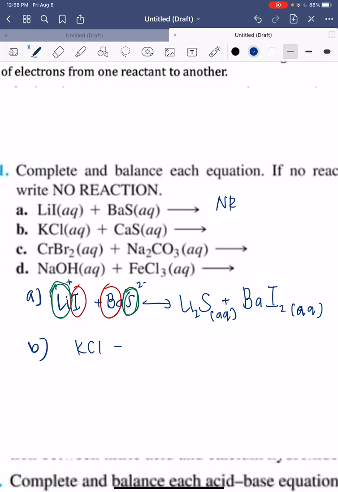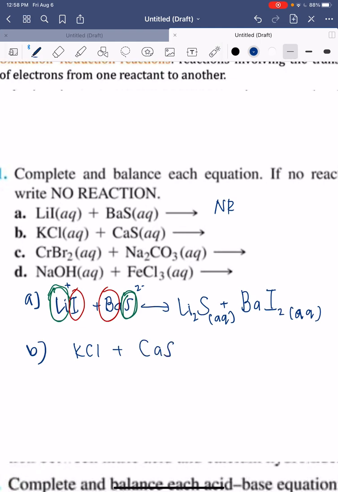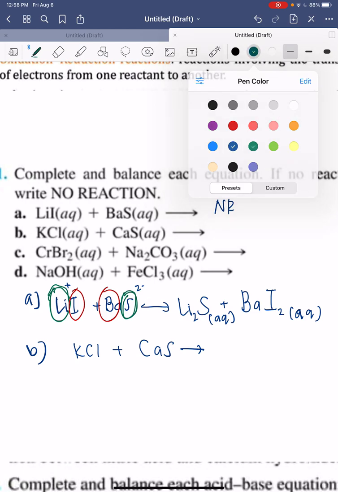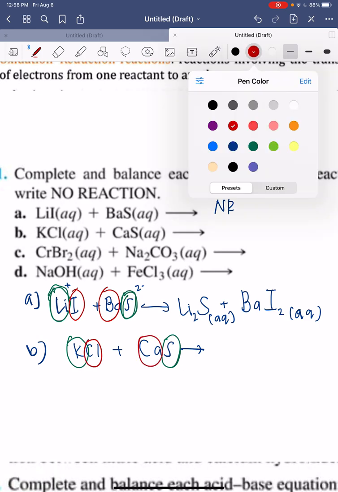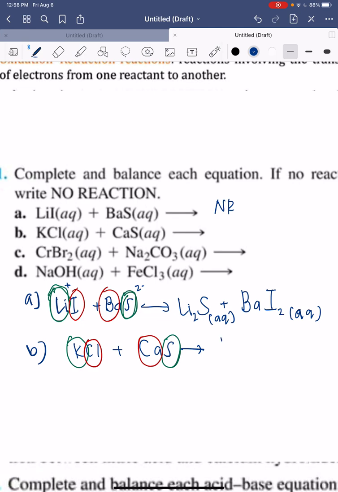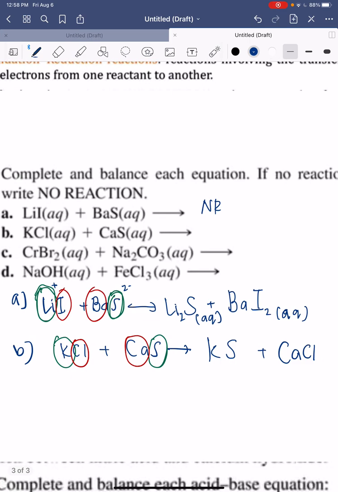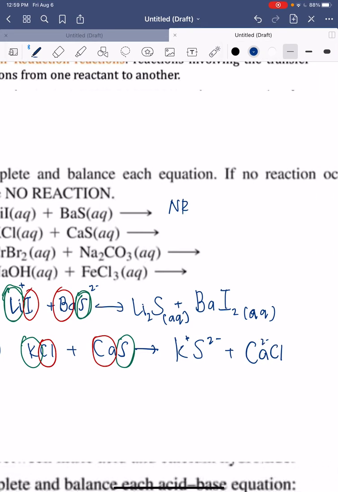If we look at potassium sulfide and calcium chloride in the next example, let's make our products. We know that these two pair together, the first and the last, and these two pair together, the first and the last again. Our products, KS plus CaCl. Let's write the charges. Sulfur is 2-, like I said, because it's in the same group as oxygen. Potassium is +1 because it's in the first group. Calcium is 2+, it's in the second group. And chlorine is a -1.